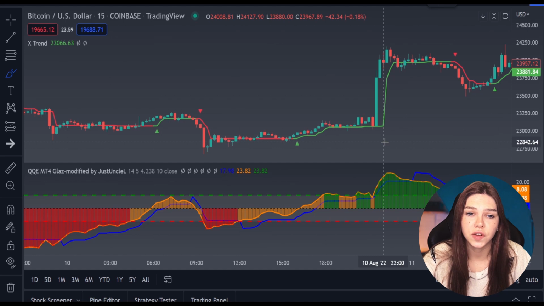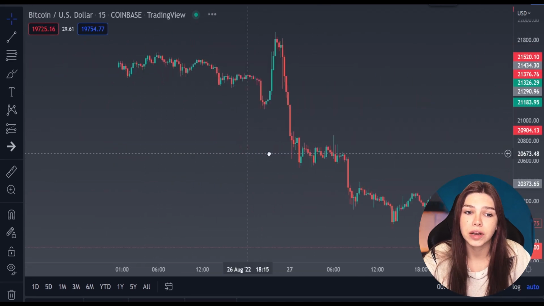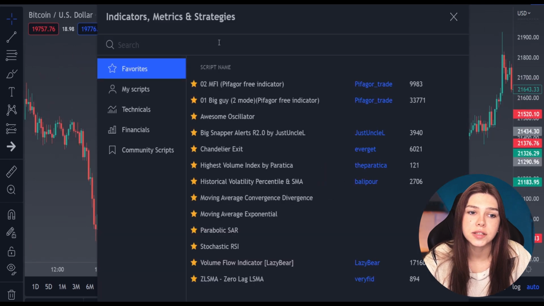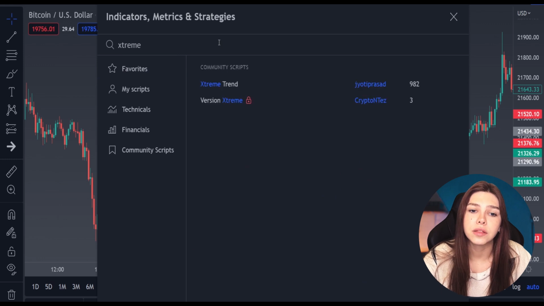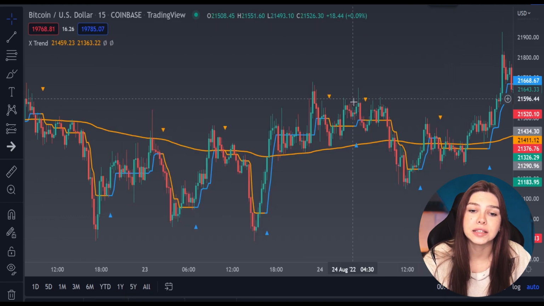Okay, let's get started. You can execute this day trading strategy on cryptocurrencies, forex and the stock market. For now, I'll use the price chart of Bitcoin. We use two indicators for this strategy. The first indicator is the extreme trend indicator. Search for extreme trend and click on this indicator. As you can see, very few people use this indicator yet, which makes it even more special.